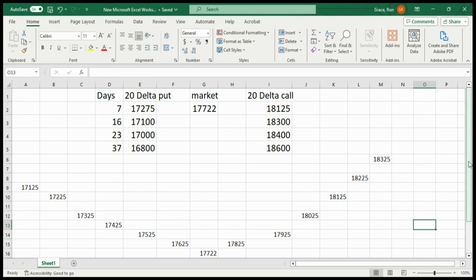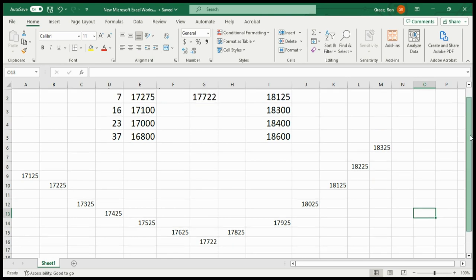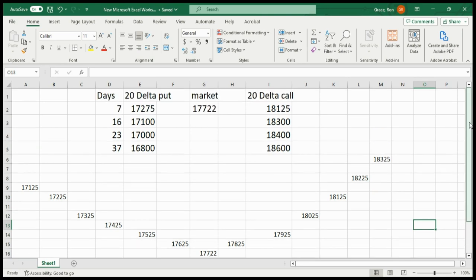To put that in a visual perspective, right here again is your market current price of 17,722, and right here, as you can see, I'm increasing it by 100 points every way. It is almost like a funnel. What you should try to do is go out, say, 37 days, 28 days, whatever. Pick your poison and sell out here and sell out here, because nobody knows in 28 days where the market's going to land.